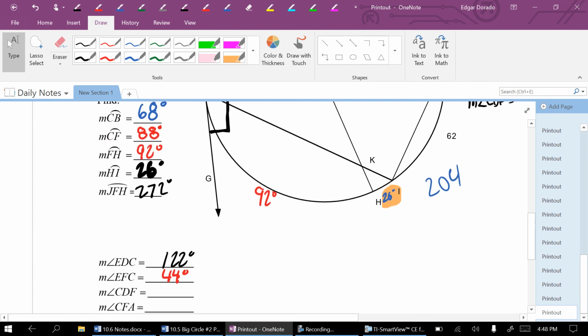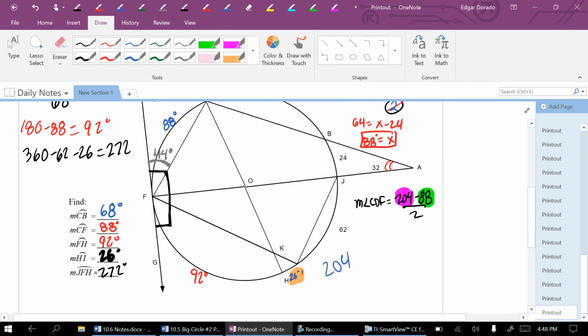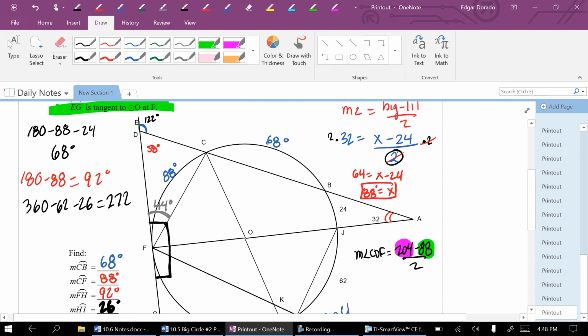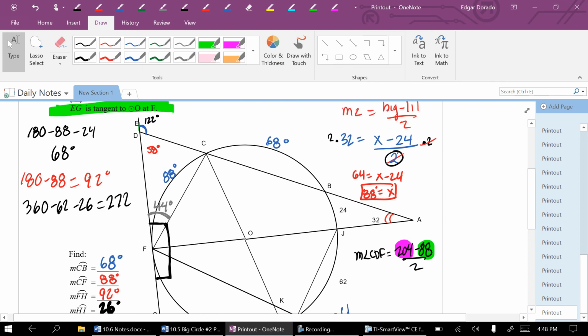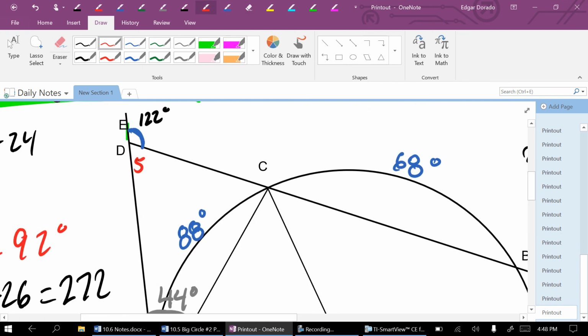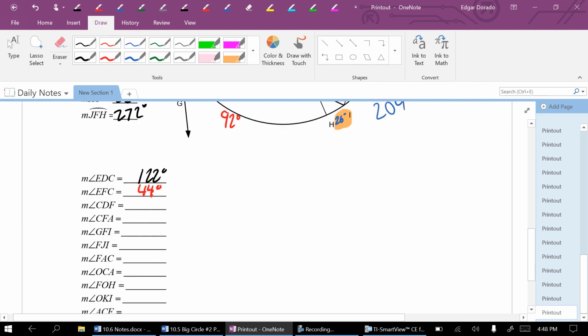Next one. CDF. Let's see. Actually, CDF is one that we already found. We already knew that was 58. Right? We already found it was 58 degrees. Let me just write it a little larger. 58 degrees. Okay, let's go ahead and write that down.